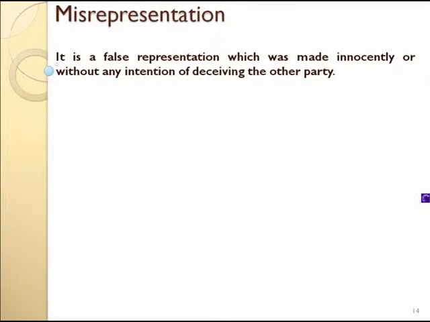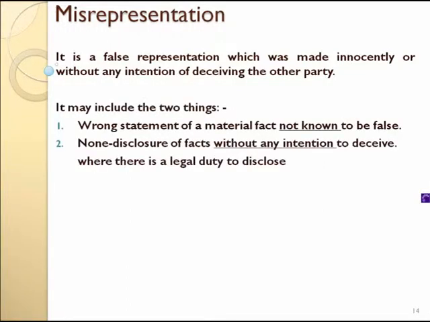One party is giving a false representation, but it is not intentional. It was done innocently by one party. It may include the following two points: a wrong statement of a material fact which is not known to be false. Suppose one party has given some facts which were essential to speak, but whatever he told was wrong, and he was not able to understand that he was speaking wrongly. And secondly, non-disclosure of facts without an intention to deceive, where the legal duty is to disclose.